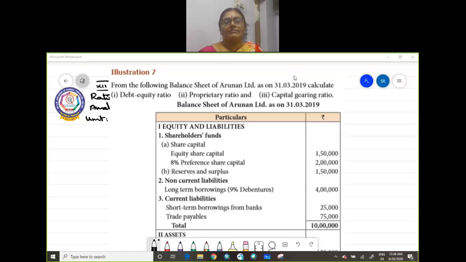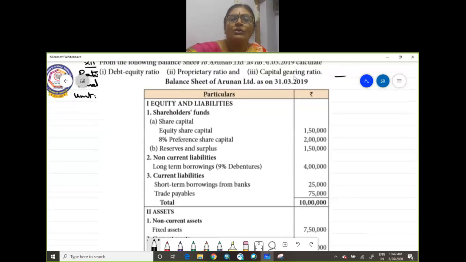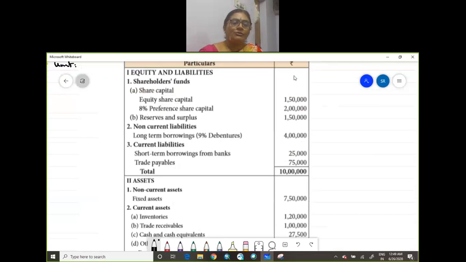Children, we are in Unit 9, Ratio Analysis, and today we are going to see illustration problem number 7. From the following balance sheet of Aruna Limited, as on 31st March 2019, calculate debt equity ratio, proprietary ratio and capital gearing ratio. Now I have taught you individually how to calculate debt equity ratio, proprietary ratio and capital gearing ratio. In this problem you're going to find out all three ratios in combination.